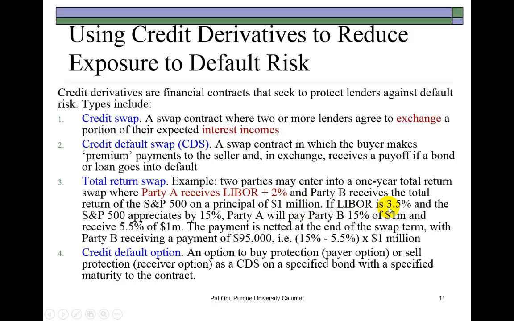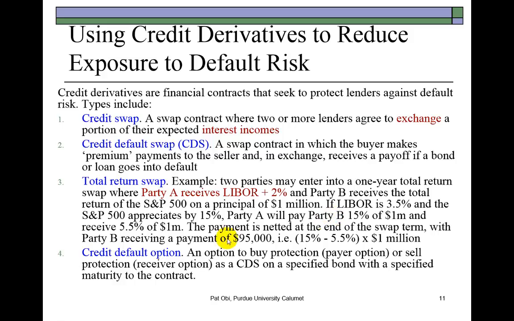Let's say that LIBOR is 3.5% on a given day, and on that day the S&P appreciates by 15%. Well, during that term, party A, which receives LIBOR plus 2%, will receive 3.5% plus 2%, 3.5 being LIBOR, for a total of 5.5%. And this party A will then pay party B 15%, which is the return on the S&P 500.